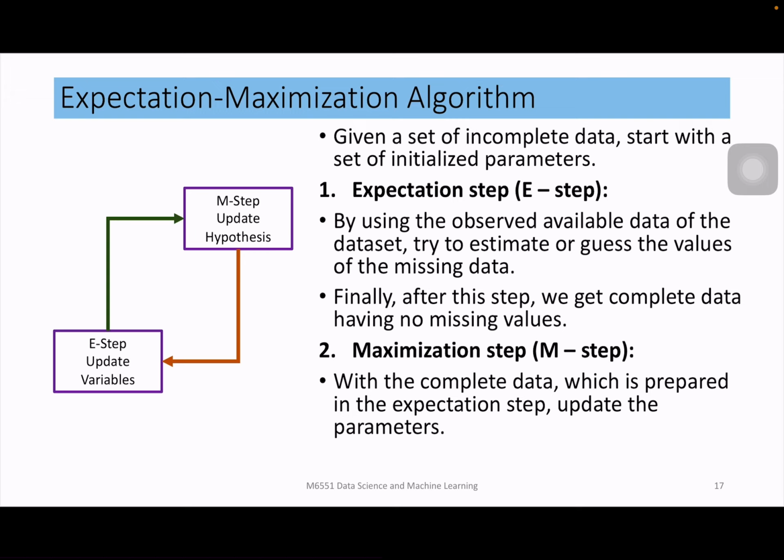The maximization step is the M step: with the complete data prepared in the expectation step, update the parameters. So in short, in the expectation step you update the variables, and in the M step you update the hypothesis. So it's the expectation and maximization algorithm: update the variables, update the hypothesis, update the variables, update the hypothesis.